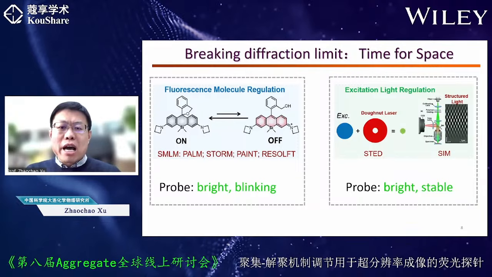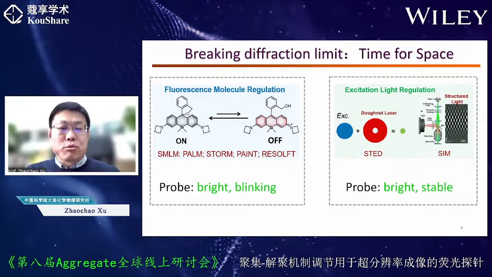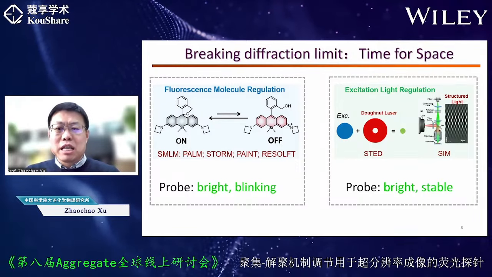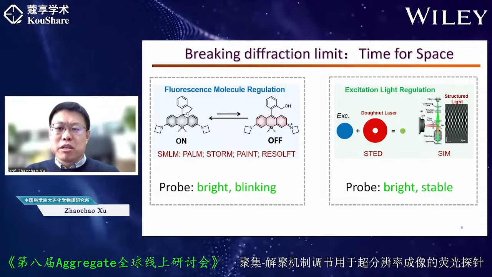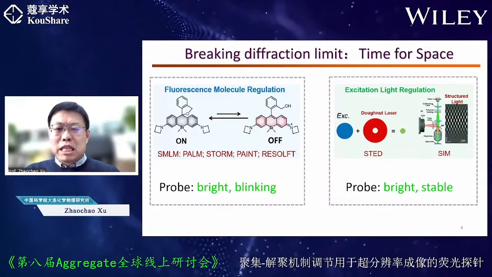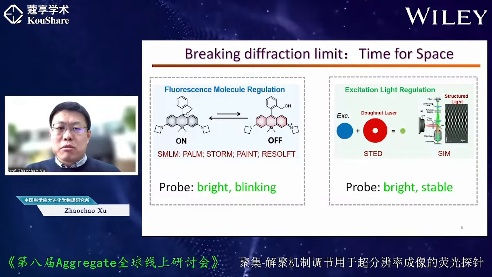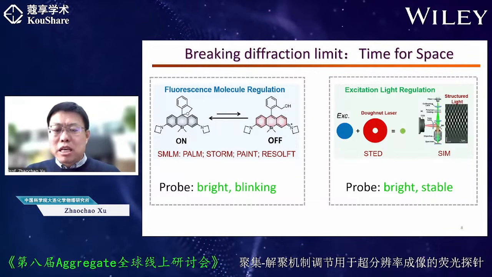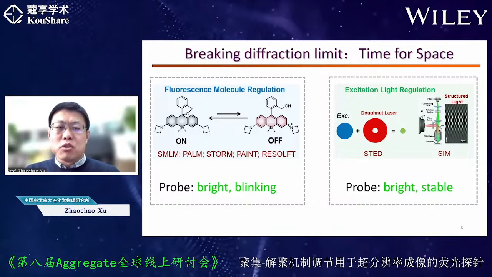STED. However, these techniques still require fluorescent probes to first label the target, and then they require high brightness and photostability. Hence, rhodamine has become the preferred fluorophore in super-resolution imaging for its high brightness and stability, and especially its derivative silicon rhodamine.